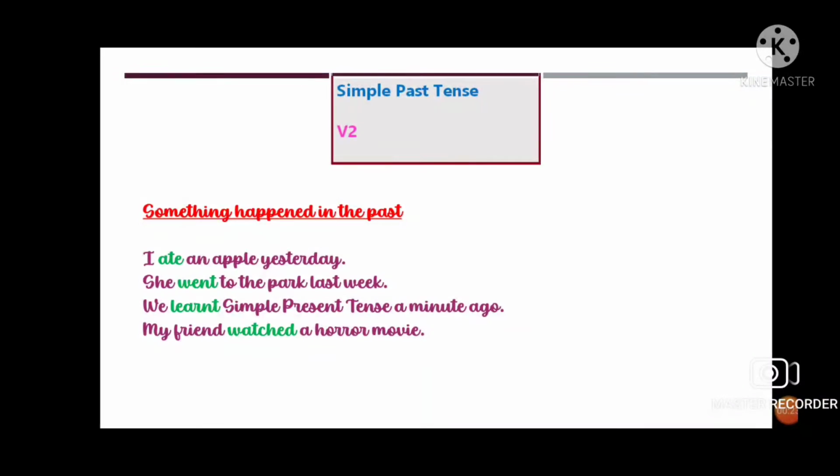If the question is just what did you eat, you can simply say it without timing. Next, she went to the park last week. If the question is simply where did she go, you can just say she went to the park. We learned simple present tense a minute ago. We just learnt it, but the action is over. Even though we just learnt, the action is over. That comes under past tense too.